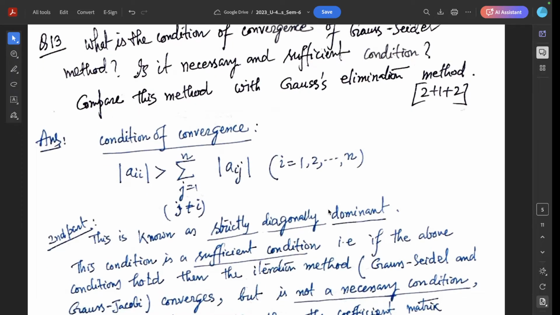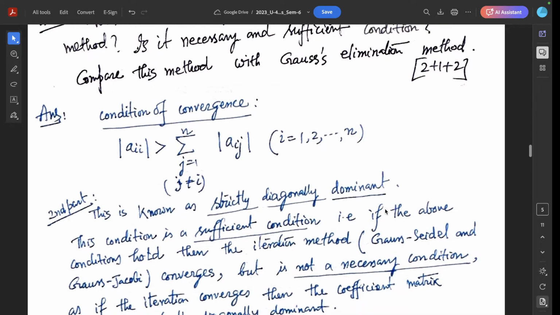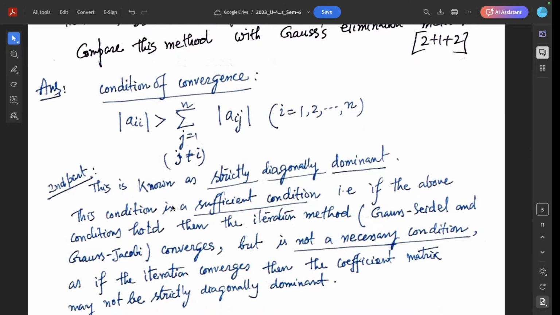This condition is called strictly diagonally dominant. The coefficient matrix is strictly diagonally dominant. And this condition is a sufficient condition. That is, if the above conditions hold, then the iteration method, either Gauss-Seidel or Gauss-Jacobi, converges. But it is not a necessary condition. That means if the iteration converges, then the coefficient matrix may not be strictly diagonally dominant.